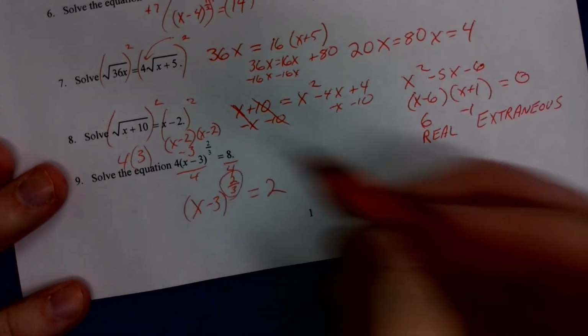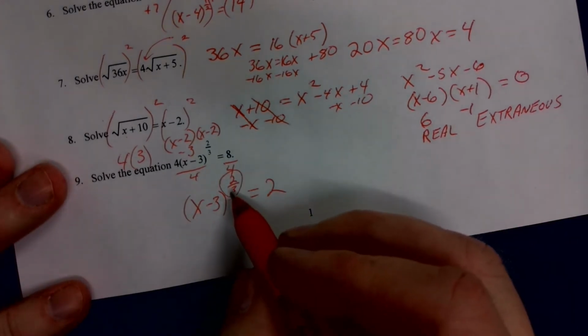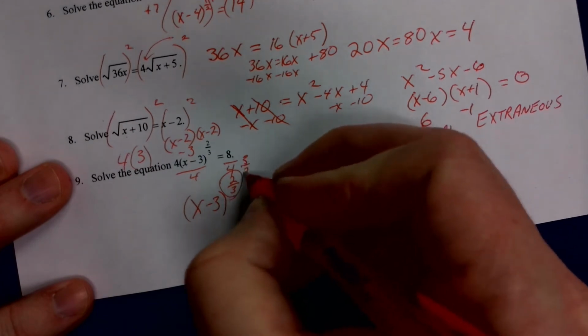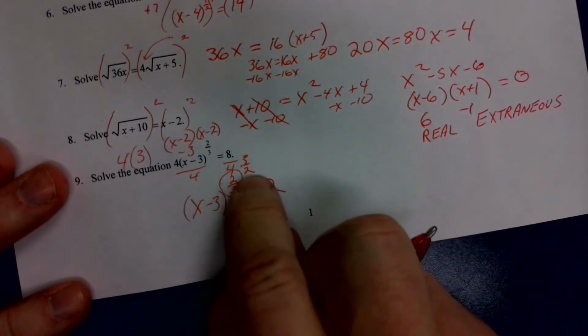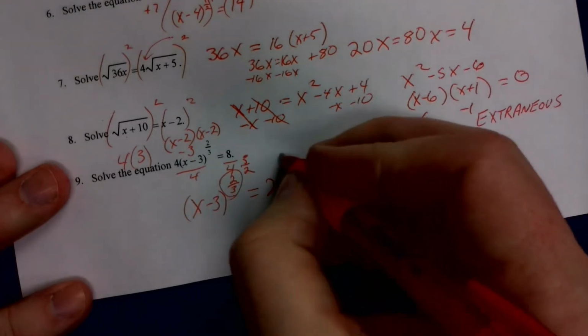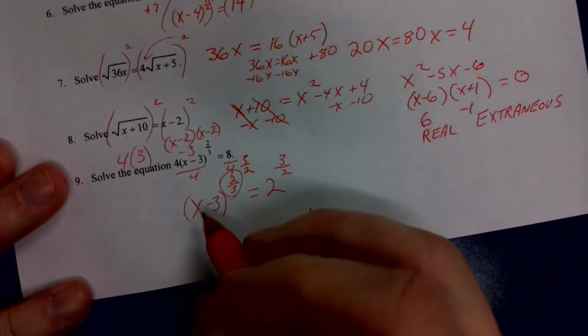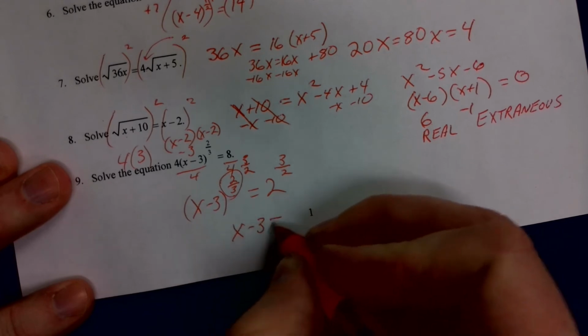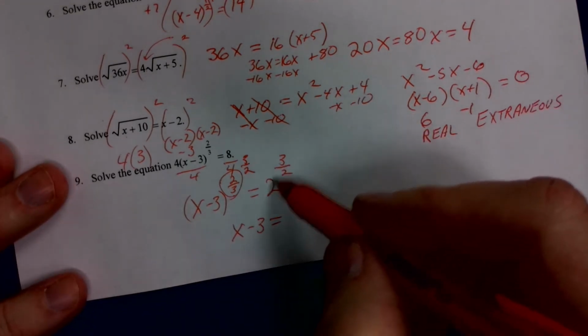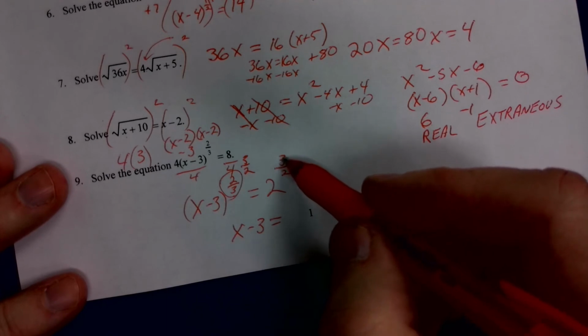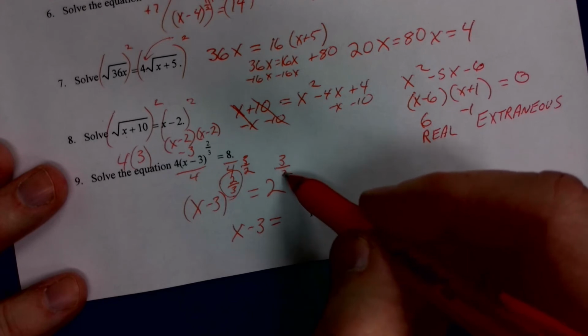To get rid of a 2/3 power, to get rid of a fractional exponent like that, I have to raise it to its reciprocal. So in other words, to get rid of a cube root, I'm going to cube it. To get rid of a squaring, I'm going to square root it, and that's what those two things do. Do it to both sides. And now I have x minus 3 equals 2 to the 3rd power, which is 2 times 2 times 2, or 8. And then that's the square root of 8.